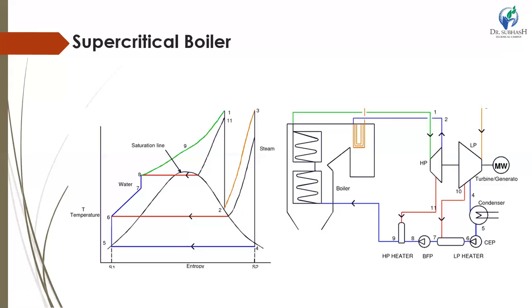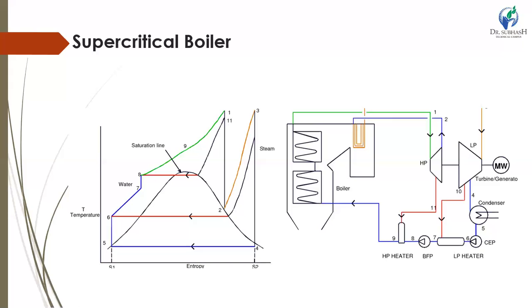The boiler in which steam is produced below 221.1 bar is known as a subcritical boiler, and the boiler in which steam is produced above 221.1 bar is known as a supercritical boiler. By feed pumps, the pressure of water is increased above critical pressure. Then it is heated and the temperature increases during the process.